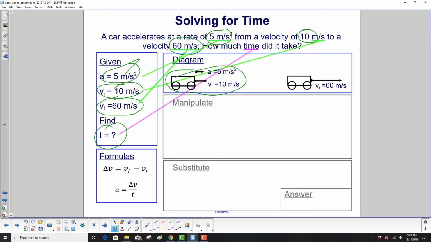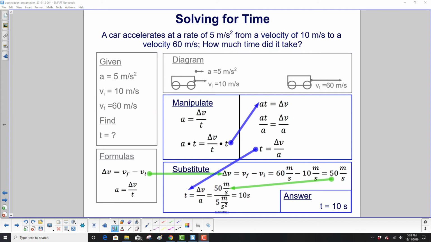There's our car. It shows the acceleration and the initial velocity. Initial velocity at the beginning. Final velocity here at the end. And here's our formula. Delta V is VF minus VI, and also acceleration is change in velocity over time. Okay, we have our equations over here, and we're trying to find time, so we have to do some manipulation.